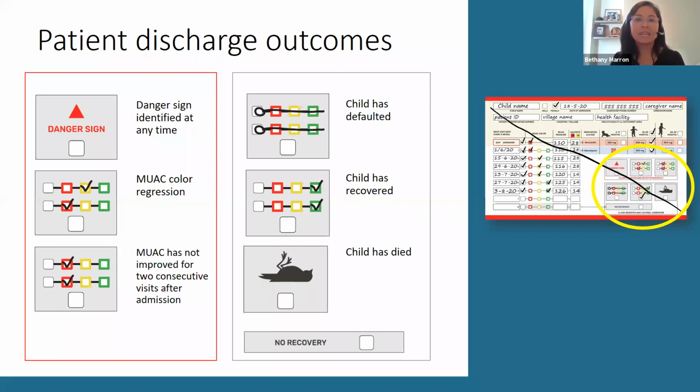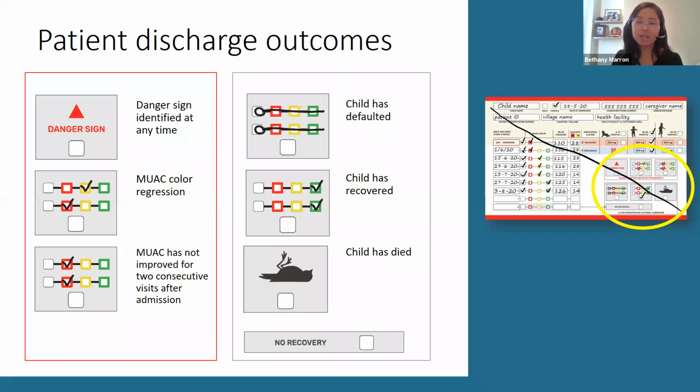And then finally, the discharge outcomes on the right in the gray box are, again, aligned with CMAM discharge outcomes. If a child misses multiple consecutive visits, we consider that child a defaulter. If a child reaches cured, or a green MUAC, for 2 consecutive visits, we consider that child as cured. If the child dies at any time during treatment, there's a place to record that. And finally, if the CHW enters follow-up information for every visit line and has not reached any of the other discharge outcomes, we are assuming that child is a non-responder or is non-recovered. So in all these cases, the CHW would discharge a child from CHW-led treatment.